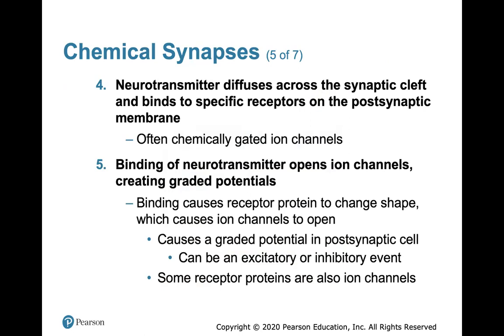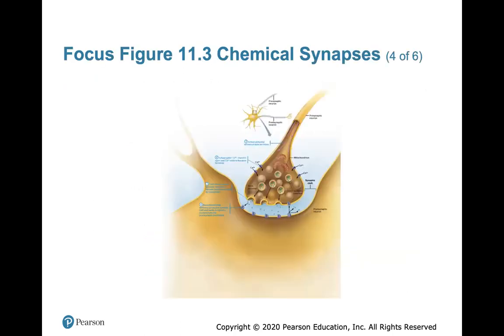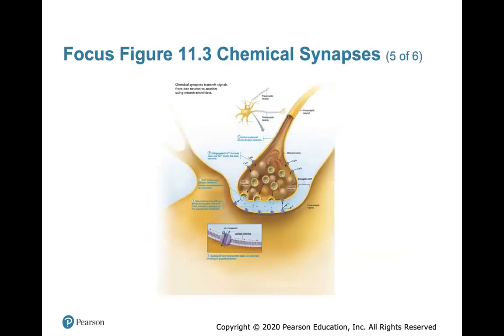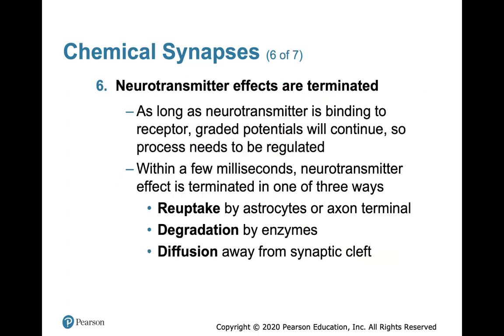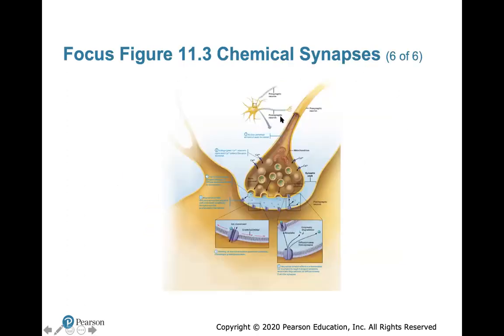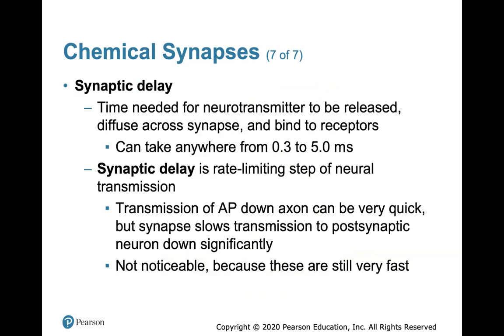And then the binding of the neurotransmitter to those receptors will open ion channels, creating graded potentials. And then the neurotransmitter effects will be terminated, as shown here. So this gives you all the steps. It's kind of hard to see, so you can download the PowerPoint and zoom in on those steps.